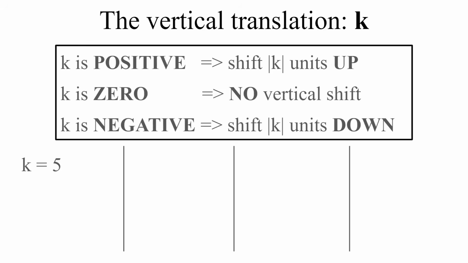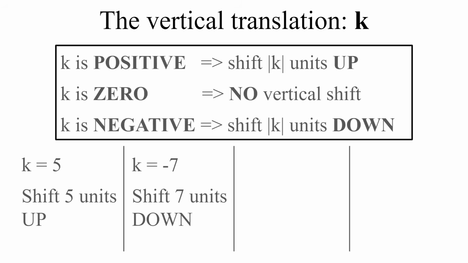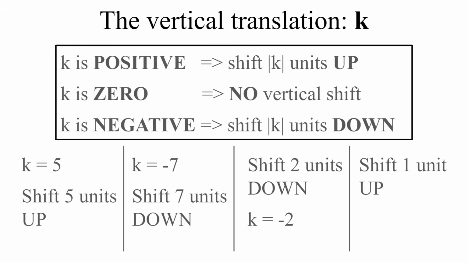So if we have a k of 5, that means to shift 5 units up. If we have a k of negative 7, that means to shift 7 units down. If we were told in a problem that we had a shift of 2 units down, that would mean that we have a k of negative 2. And if we were told in a problem that we were going to shift 1 unit up, up is the positive y direction, so that would mean k is positive 1. Great, let's keep going.